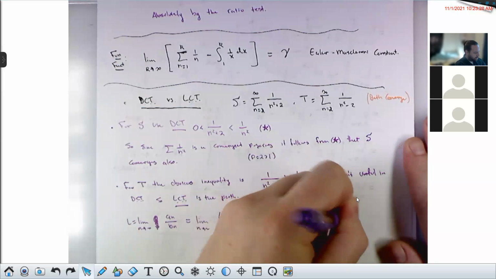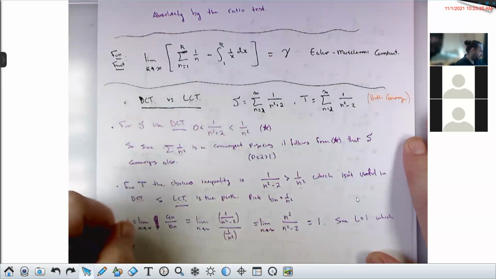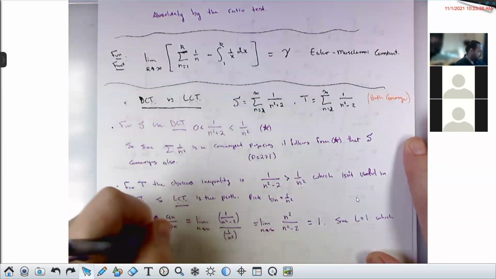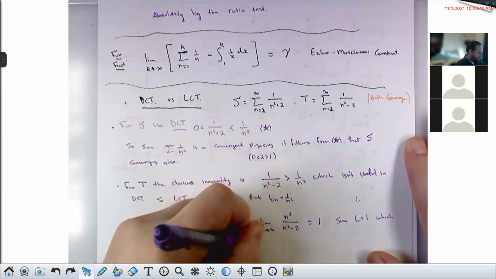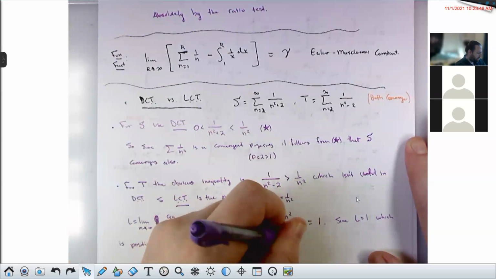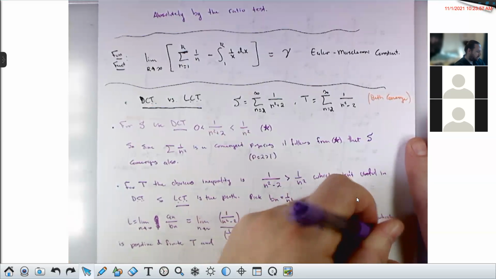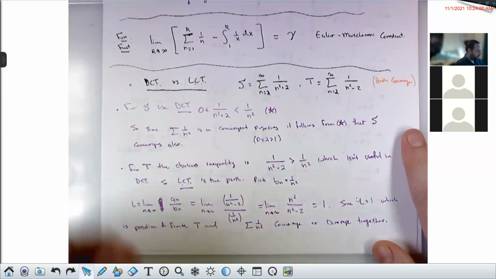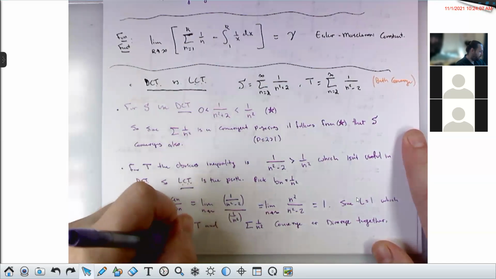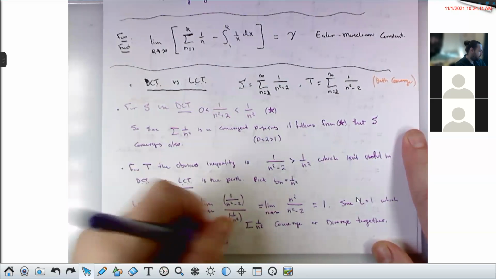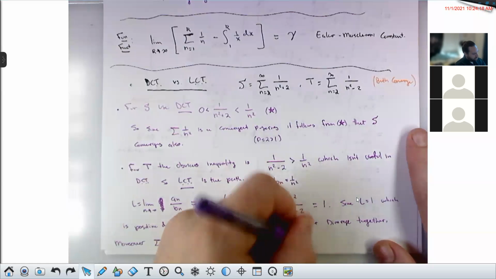Then to finish things up, you have to say, since this limit is 1, which is positive and finite, my series T and the series sigma 1 over n squared converge or diverge together. And then you still have to say, moreover, sigma 1 over n squared is a convergent p-series. Why? Because p is 2, which is bigger than 1. So T also converges.